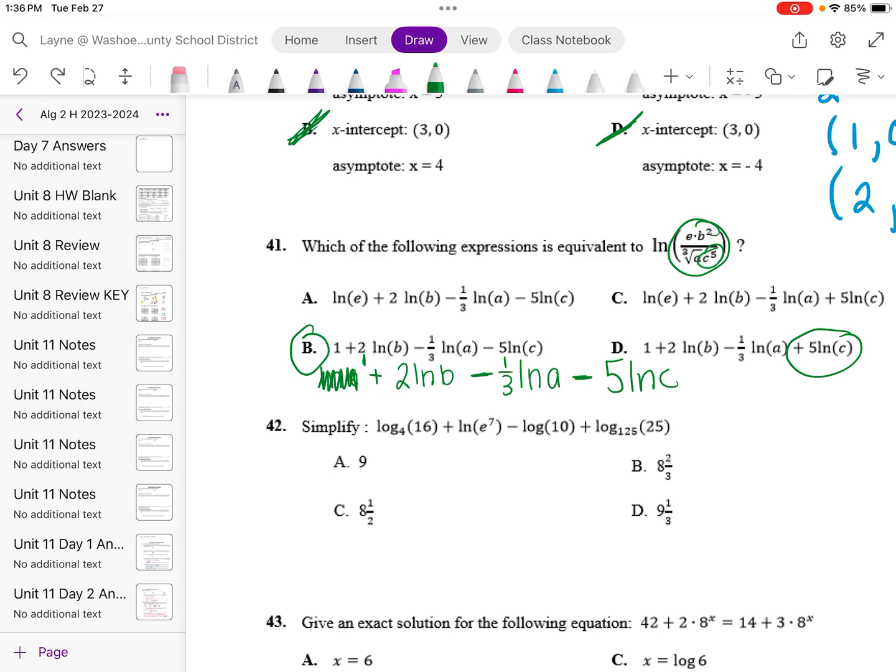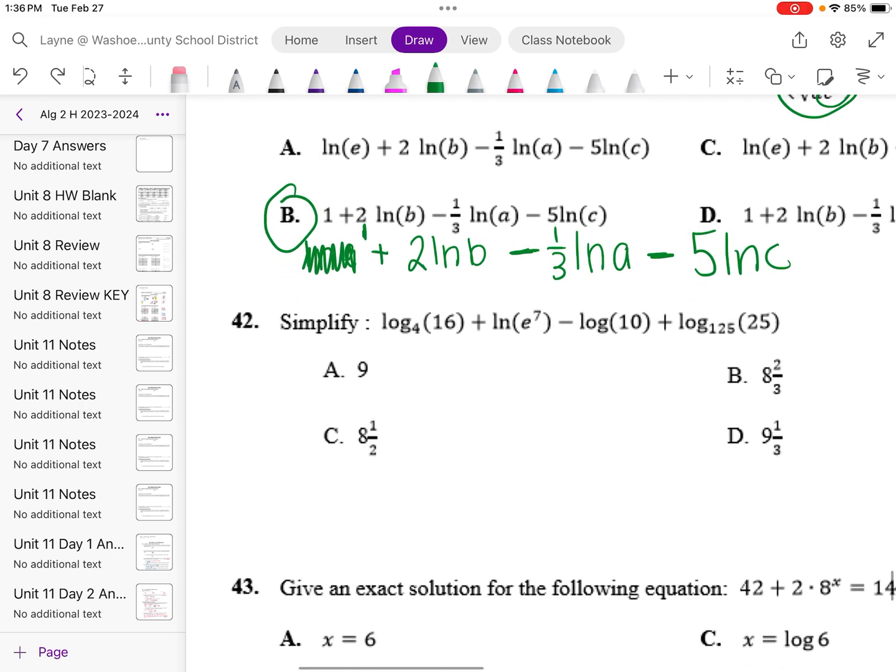All right, 42. Let's simplify. Looking at the answer options, I noticed that it simplifies. All the logs are going to go away, so that's kind of nice. I'm just going to rewrite this first one as log base 4 of 4 squared, because 16 is 4 squared. These will cancel. So this first part just becomes 2.